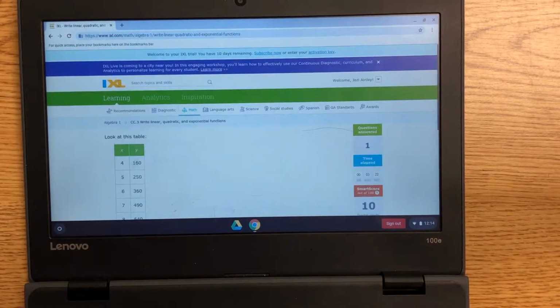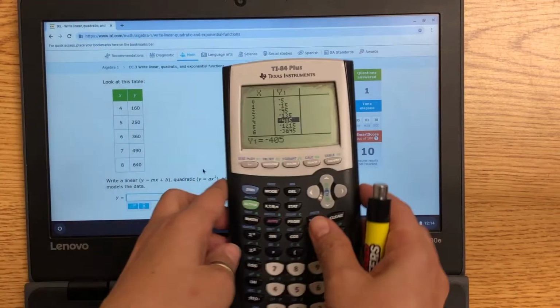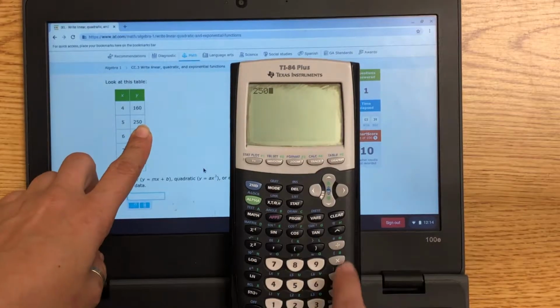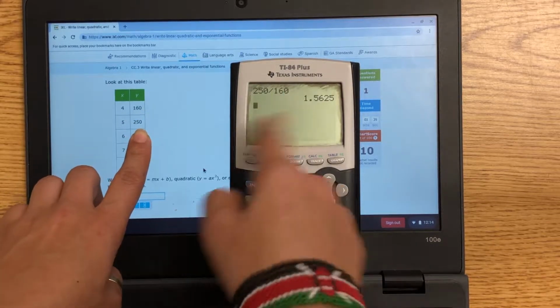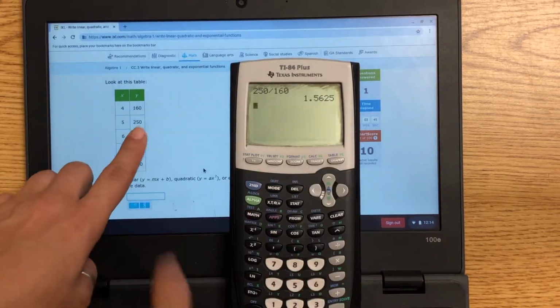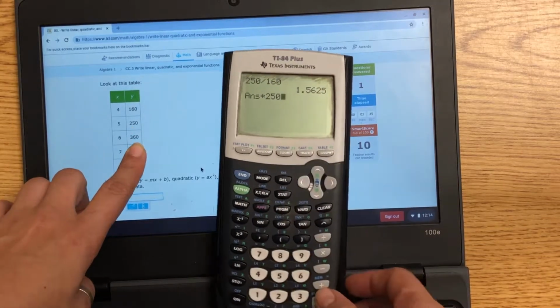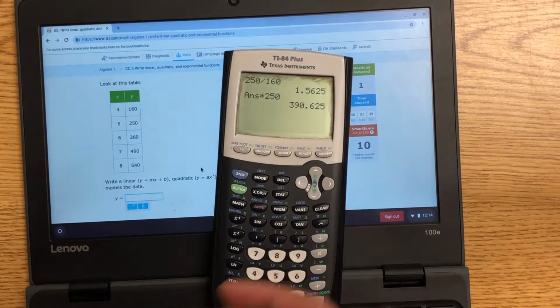All right, so I'll explain the first few, and then after that, I'm just going to do it faster because otherwise there will be a lot of explaining on this IXL. So again, I'm going to check if it's exponential. Second number divided by the first number is that. Then I multiply every time to see if I get the next number. So starting off at 250, if I multiply by that, do I get 360? I don't. I get 390. So it's not exponential. So now I'm going to check if it's linear.